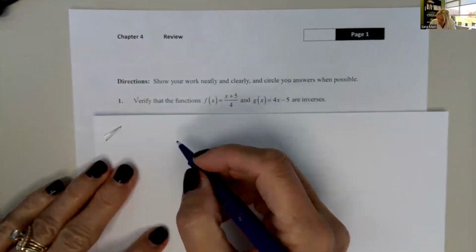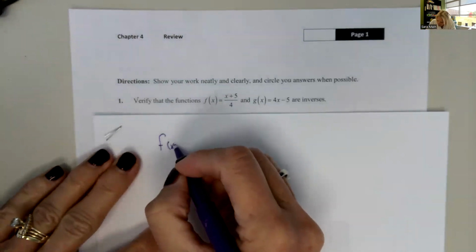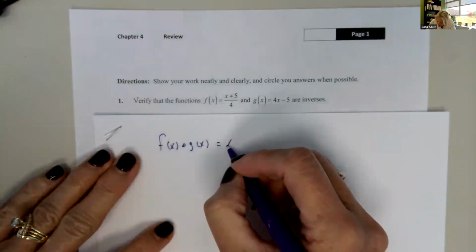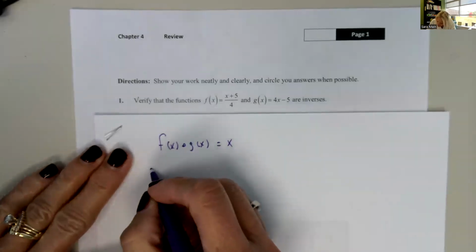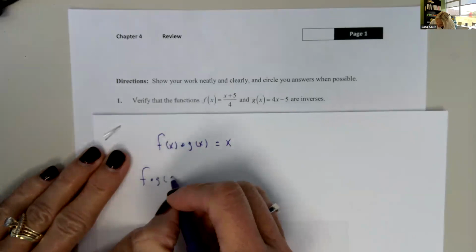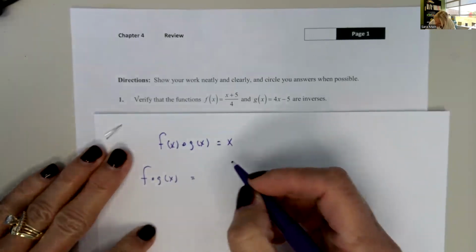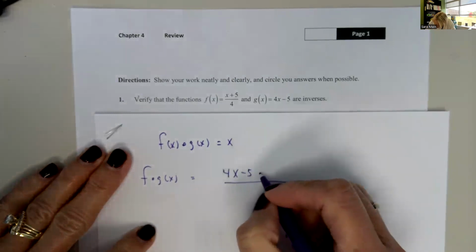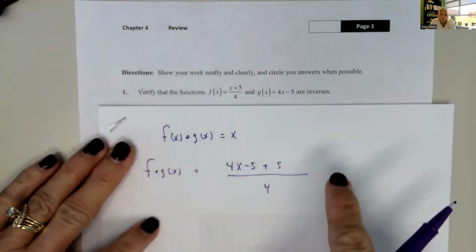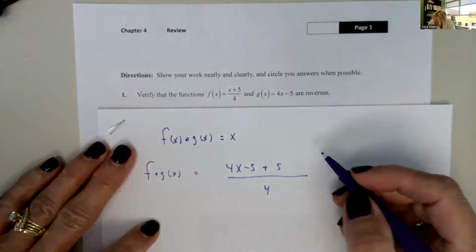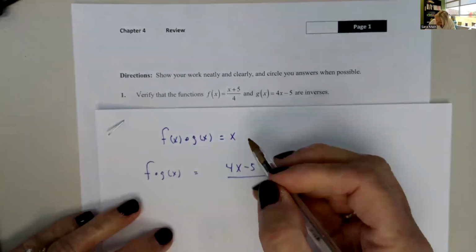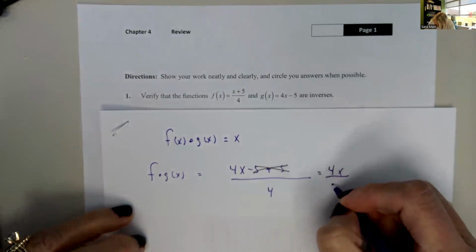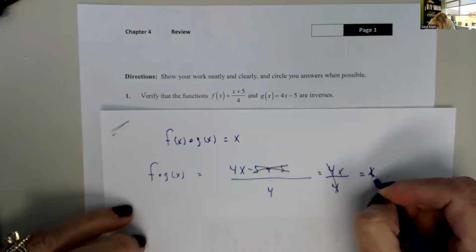If two functions are inverses of each other, then if you compose one with the other, they should equal x. Okay. So if I compose f with g, that means g is going into the f of x function. So 4x minus 5 plus 5 over 4. G is my input into the f function. Then those cancel, and I'm left with 4x over 4, and I get x.